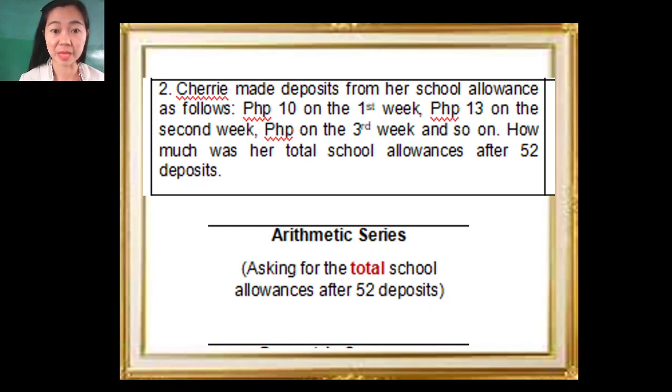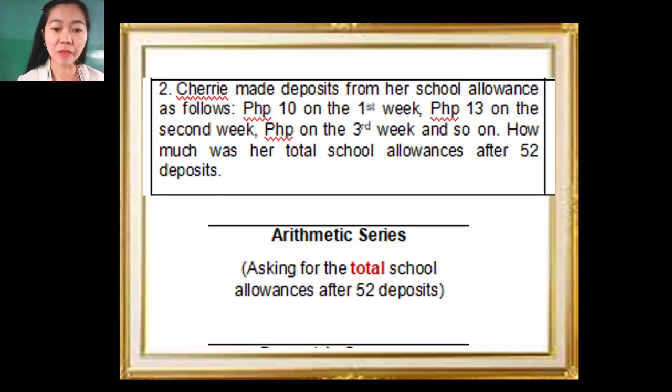So that is an arithmetic. This is a series because you are asked to find the total school allowances after 52 deposits. So you are going to solve for the value of S sub 52. Because you are going to add 10, so the series will be 10 plus 13 plus 16 plus 19 and so on and so forth up to the 52 terms of the sequence. Therefore, this problem is an arithmetic series.